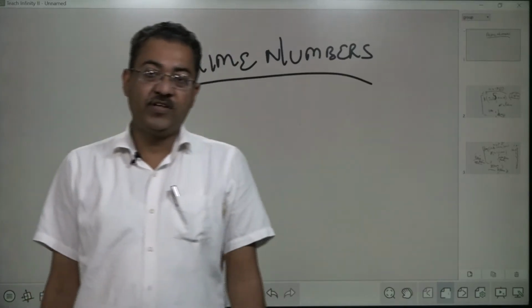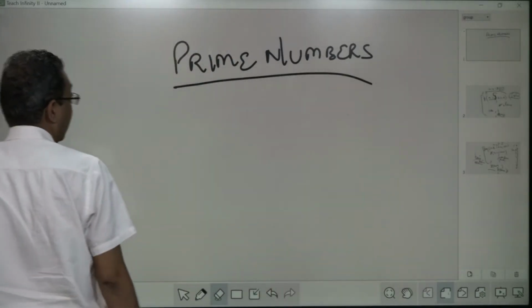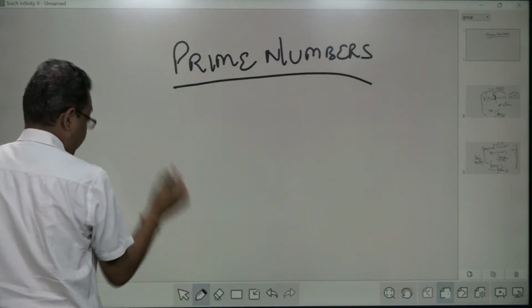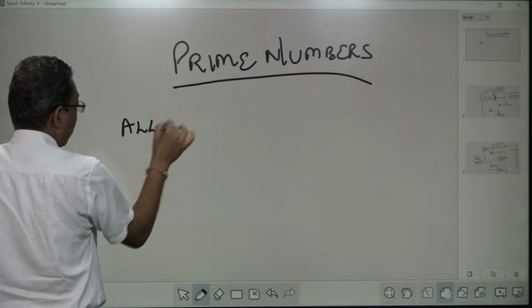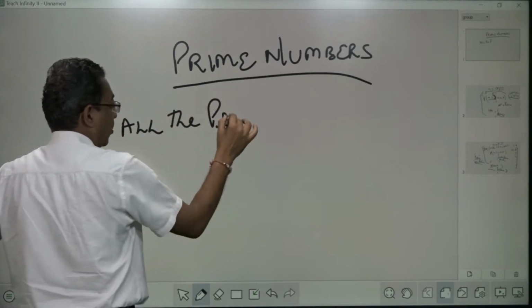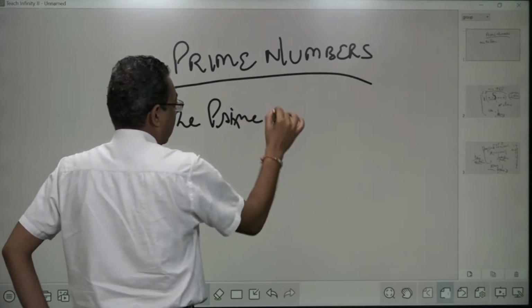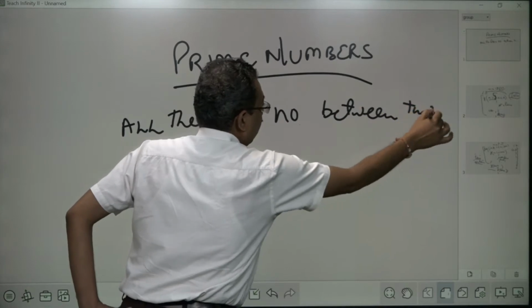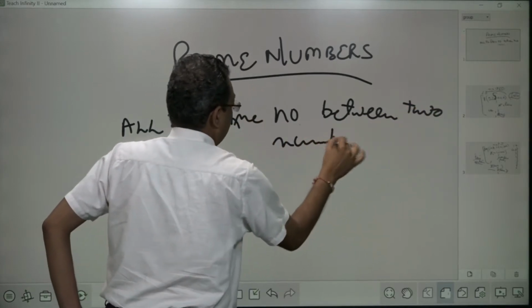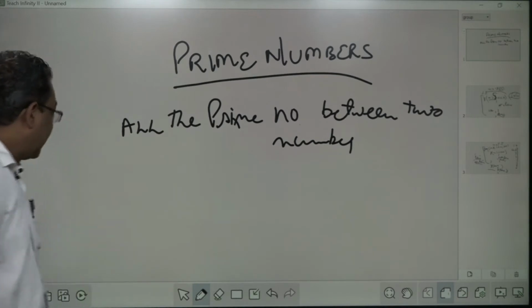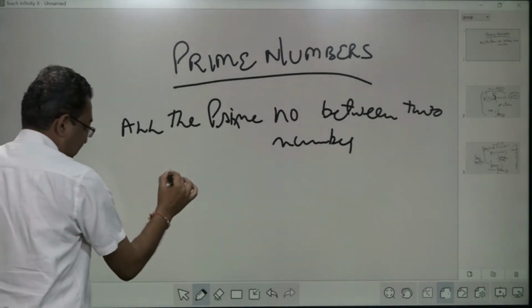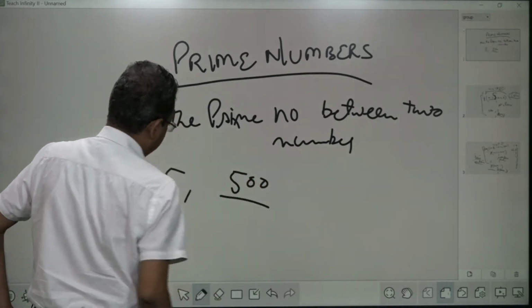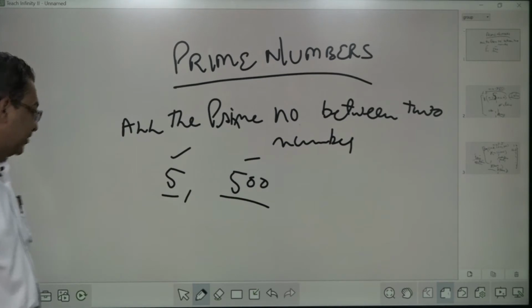In this video, I am going to discuss with you the program to provide all the prime numbers between two numbers. What I want to say, let's say I have given you two numbers, that is 5 and 500. That can be inclusive of these two or that can be exclusive, right?